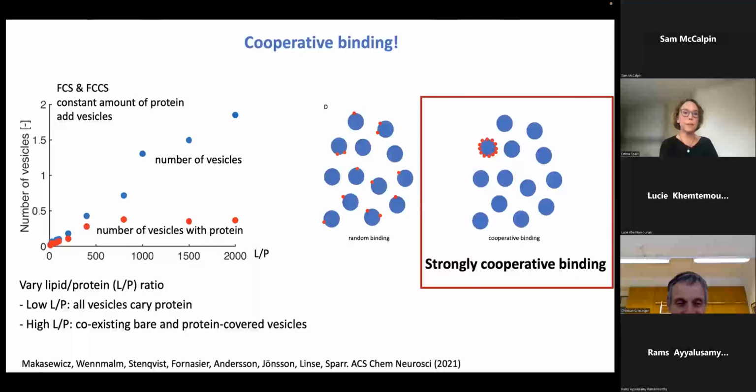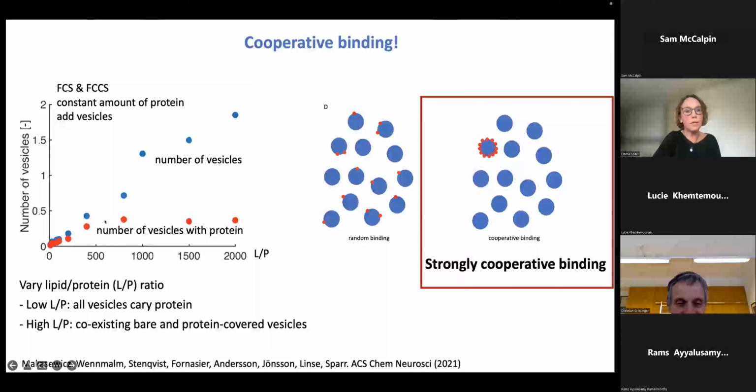To quantify this, we did fluorescence correlation and fluorescence cross-correlation spectroscopy, and we used small vesicles. From the FCS data, we can count the number of vesicles that are labeled, in this case with a blue dye that is actually green, but plotted as blue to make it easier for those who cannot distinguish red and green. Here we count the number of vesicles that carry the blue dye, and we keep the amount of protein constant and add vesicles. And of course, if we add vesicles, we see more vesicles. So that's natural, these blue dots.